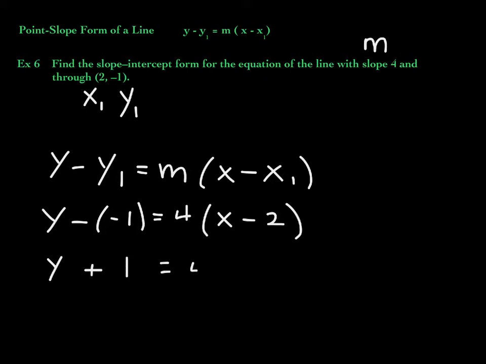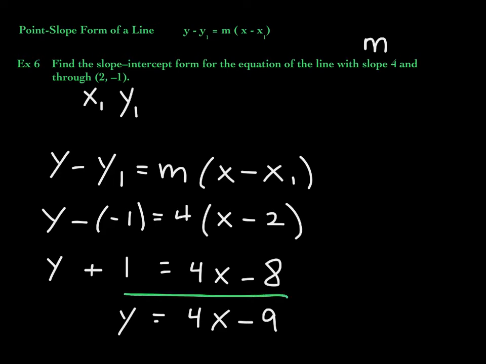I'm going to go ahead and distribute the 4. And then I'm going to subtract 1 from both sides. Subtracting 1 from negative 8 gives me negative 9. So there I have it. I have the slope-intercept form for the line whose slope is 4 and that goes through the point 2, negative 1.